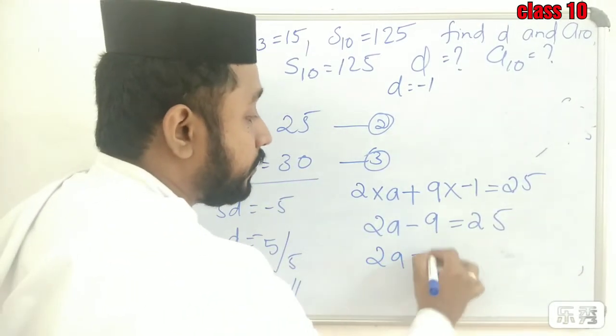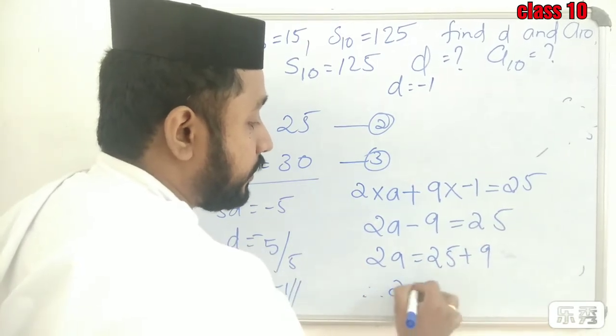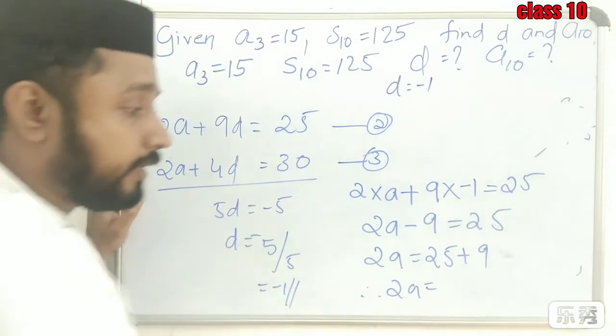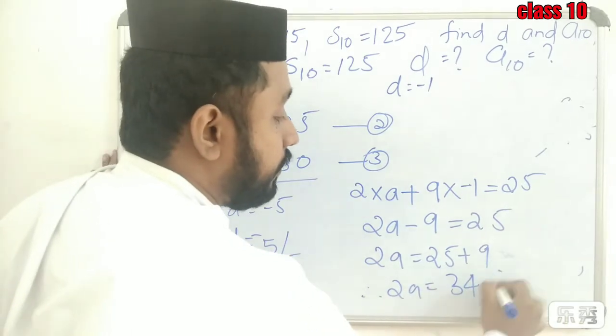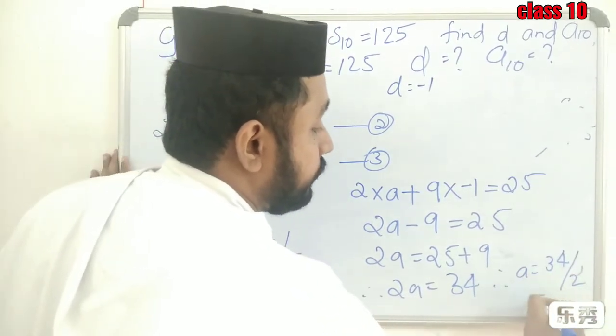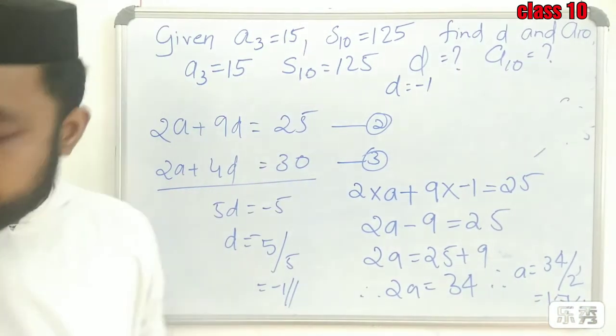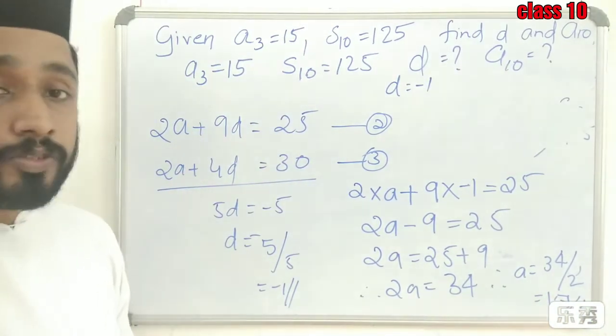2a is equal to 25 plus 9. Therefore, 2a is equal to 34. Therefore, a is equal to 34 by 2, which is equal to 17. So, we got d is equal to minus 1 and a is equal to 17.